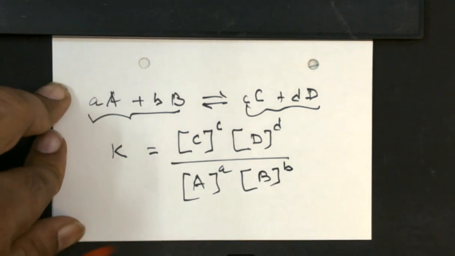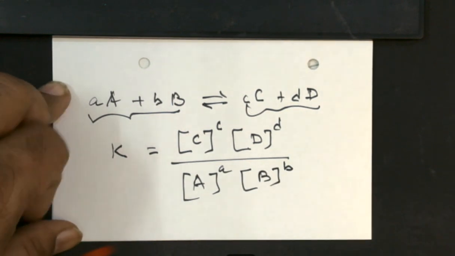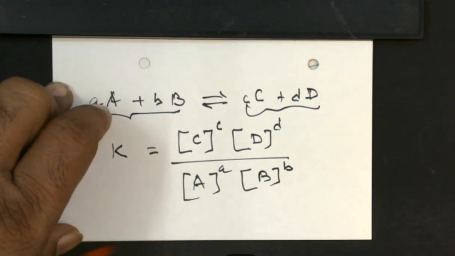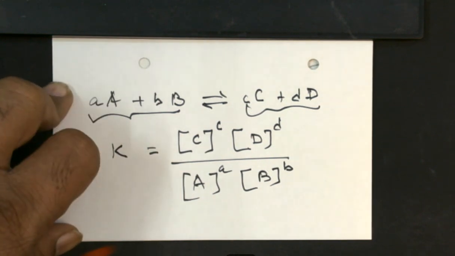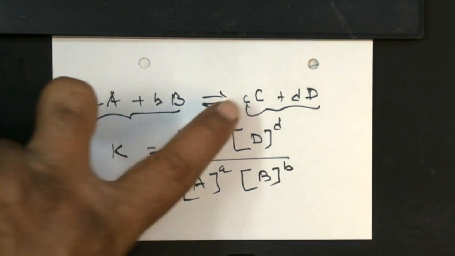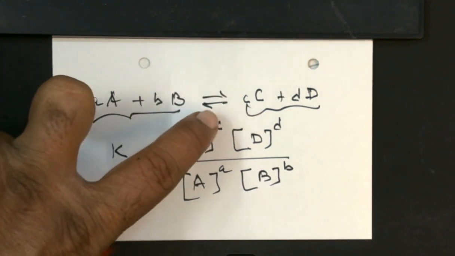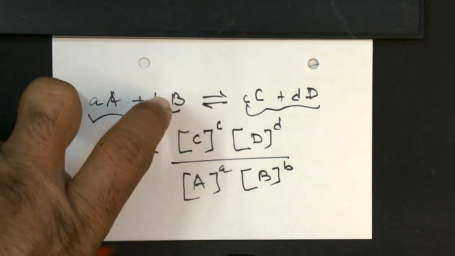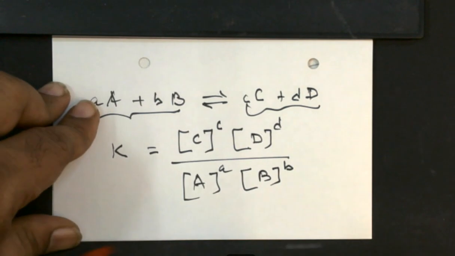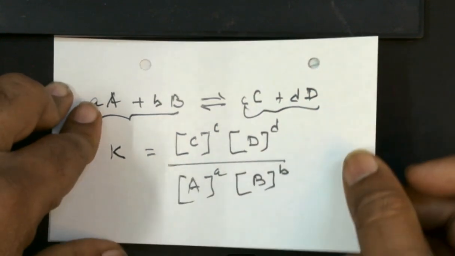So this is given as the equilibrium constant. According to the law of mass action, there is a constant, and that is represented by the equilibrium constant K, which is nothing but the ratio between the product of the concentrations of the products and the product of the concentrations of the reactants.